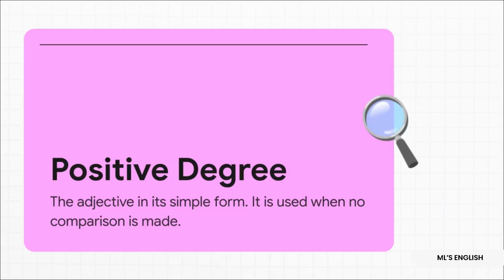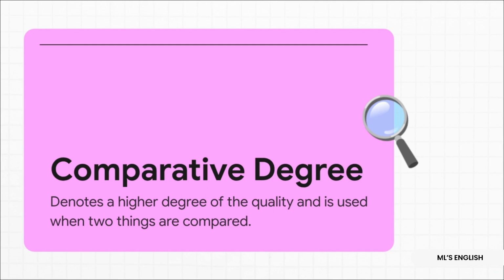So, let's just quickly make that official. The first step, the positive degree, is just the adjective on its own. Sweet, big, happy. It simply describes a quality. No comparison happening here at all. It's our starting point.